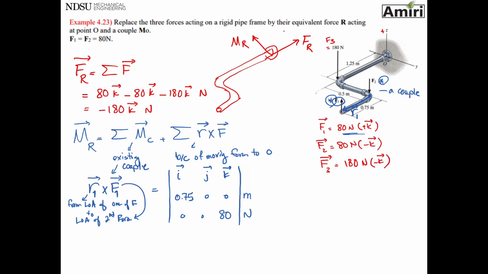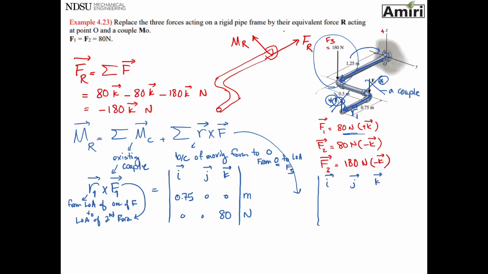But I also have an R cross F because I'm moving. So I took care of these two. I don't need to worry about them anymore. But I still have one force that I'm moving to point A. And because I'm moving it, it is going to create a moment. And that moment is R cross F. The R here is different. The R is from O to the line of action of, in this case, F3. So I start from point O, I draw a position vector, and I arrive at F3.